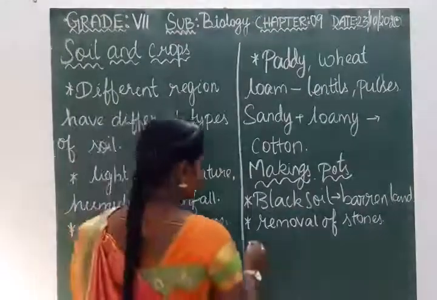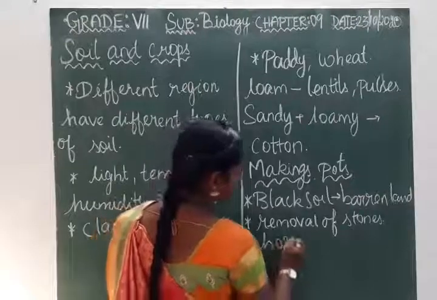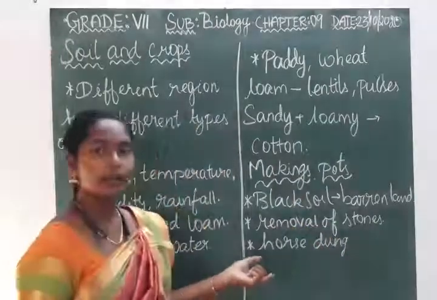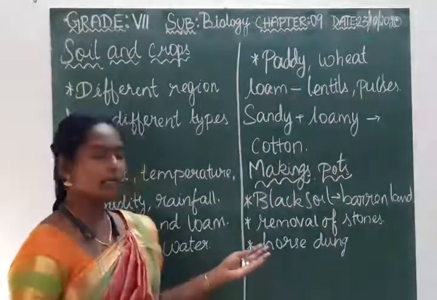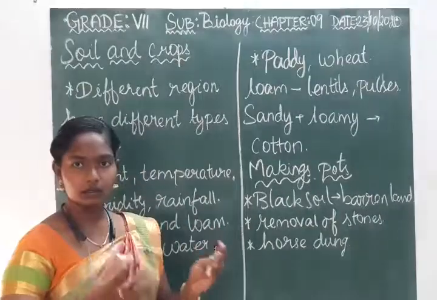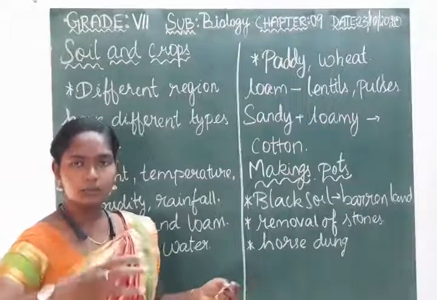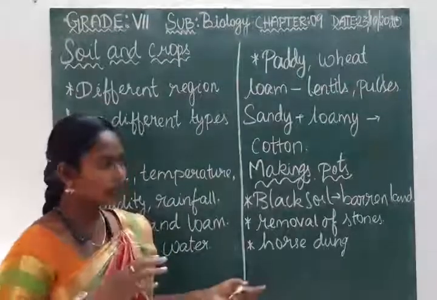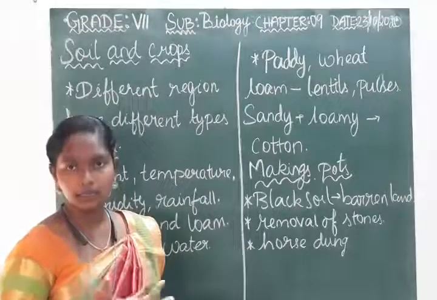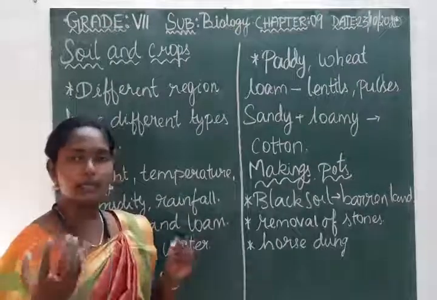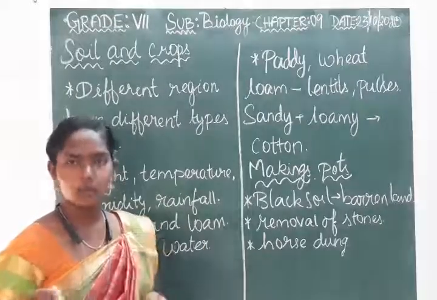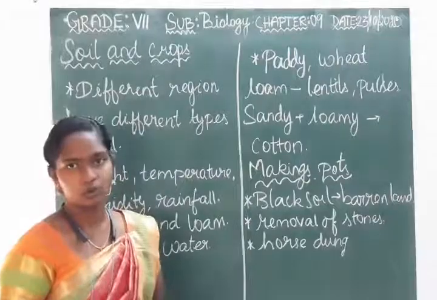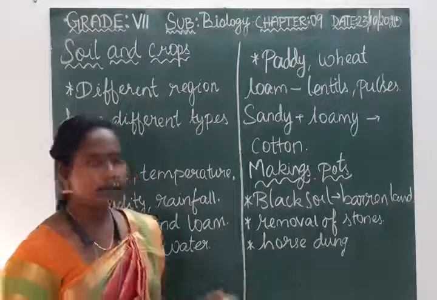Next we add horse dung. Why is horse dung added? While mixing it with the soil and making the pot, after making it we fill the container with water. The horse dung creates pores in the pot. Through the pores the water evaporates and cool air enters, so the water in the container becomes cool. This is the reason for adding horse dung.